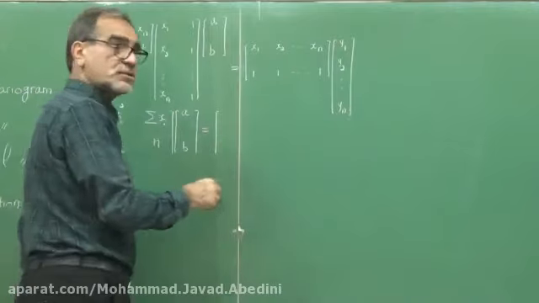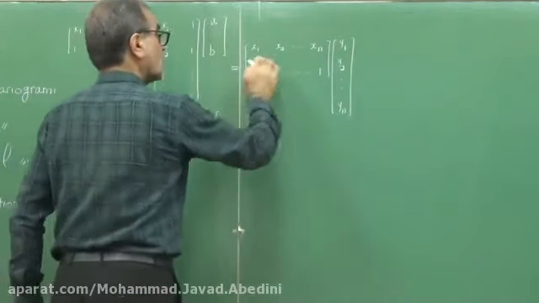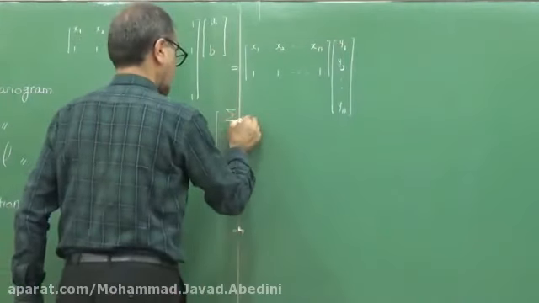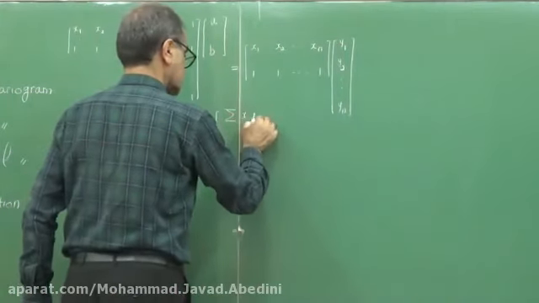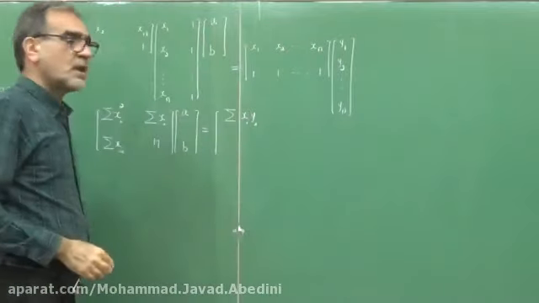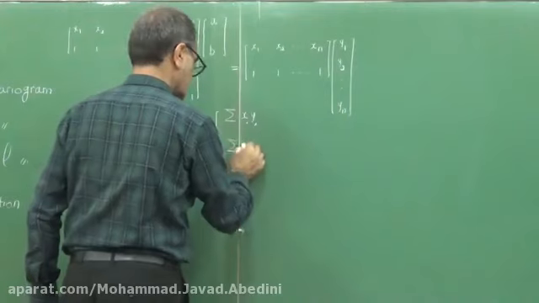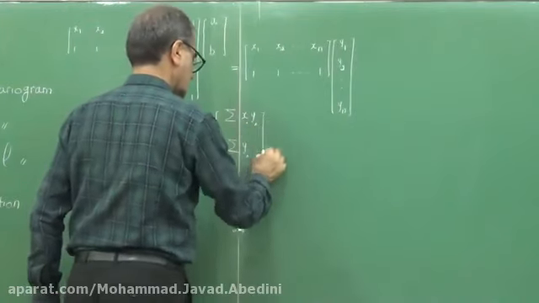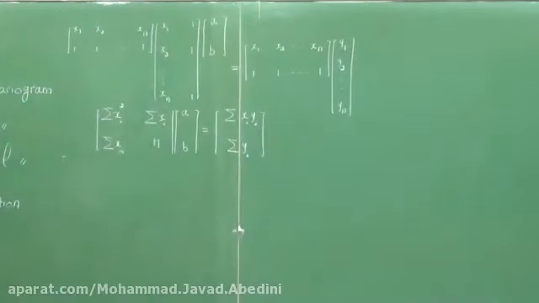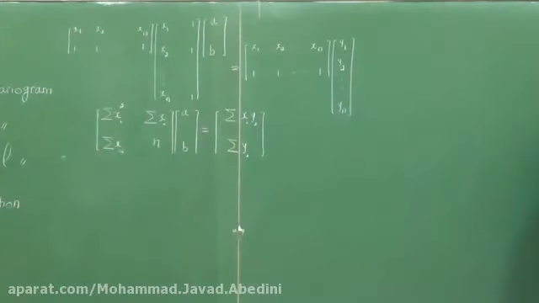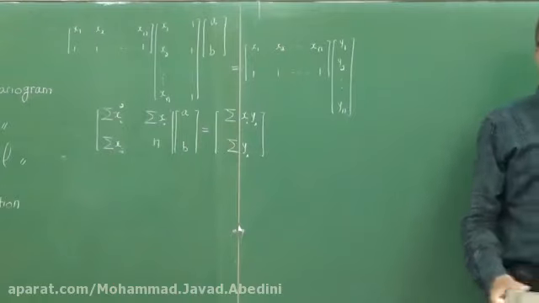Now, when it comes to the first row, you have to multiply this by this. And then when it comes to this row times this, you are going to get this one, which is the same as this one that you obtain from here.